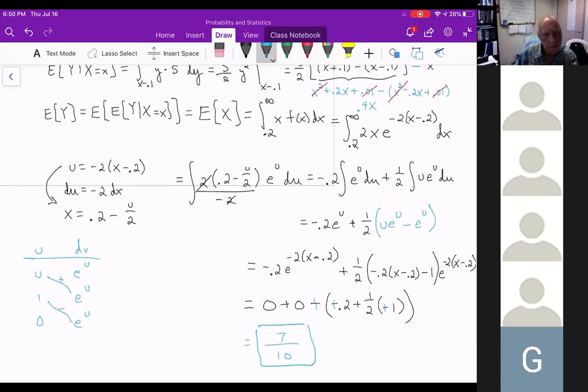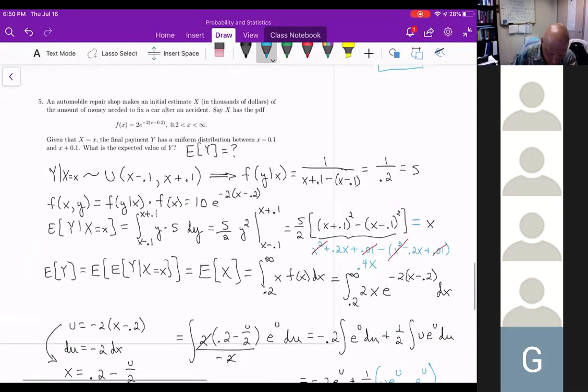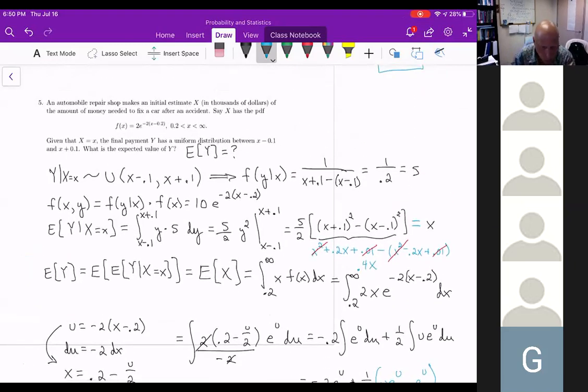That's our conditional. That is the expected value of y. Now, what does that mean in context? Because remember, this is a word problem. So we've got 0.7 as our conditional mean.